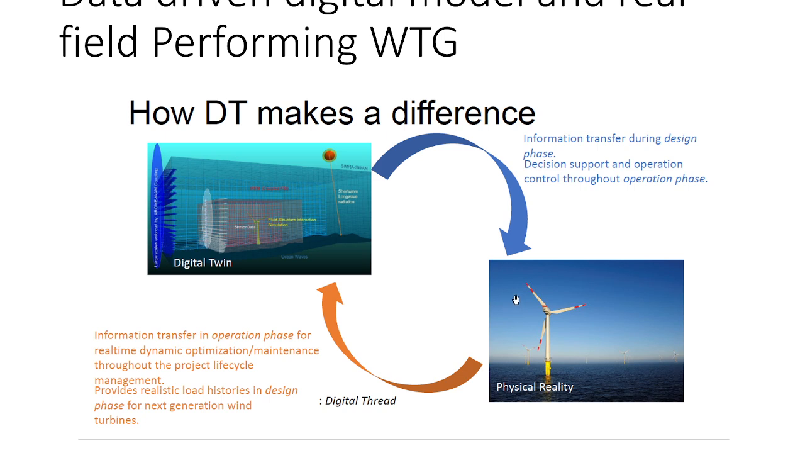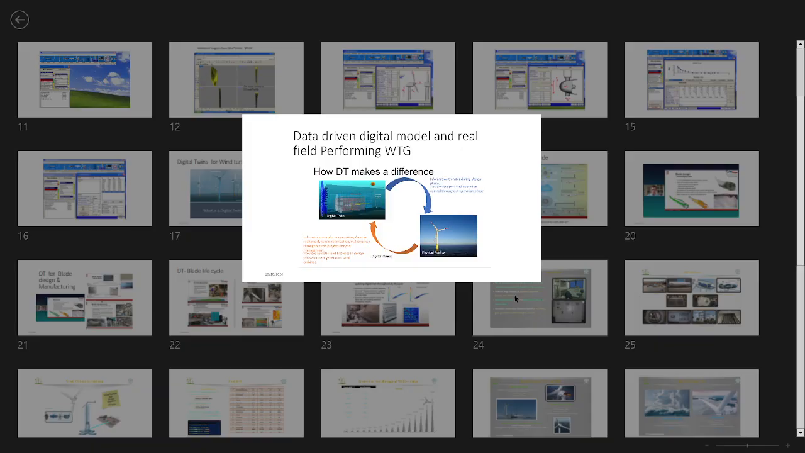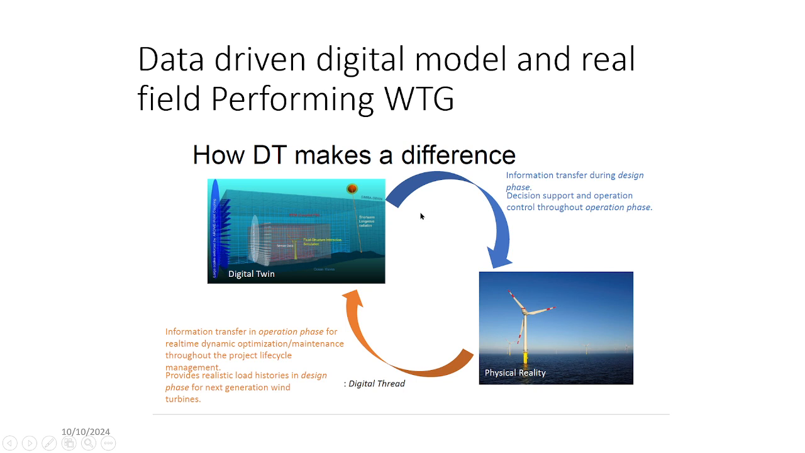It'll go through the cloud. Information transfer in the design phase, decision support and operation control throughout the operation phase. Information transfer in the operation phase for real-time dynamic optimization and maintenance throughout the project lifecycle management. It provides realistic load histories in the design phase for next generation wind turbines. So the digital thread is only a fiber optic link or a cloud-based link, nothing else.